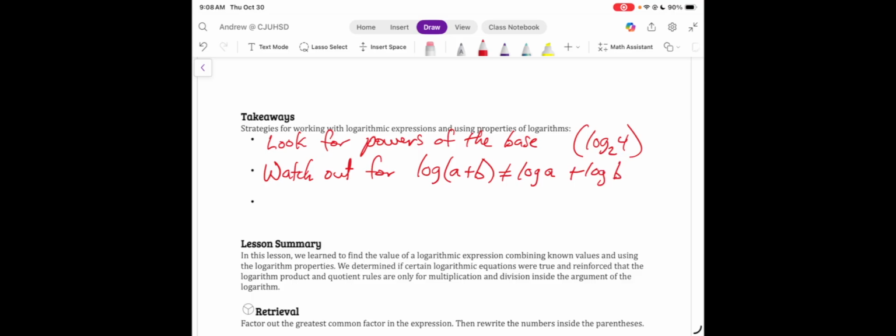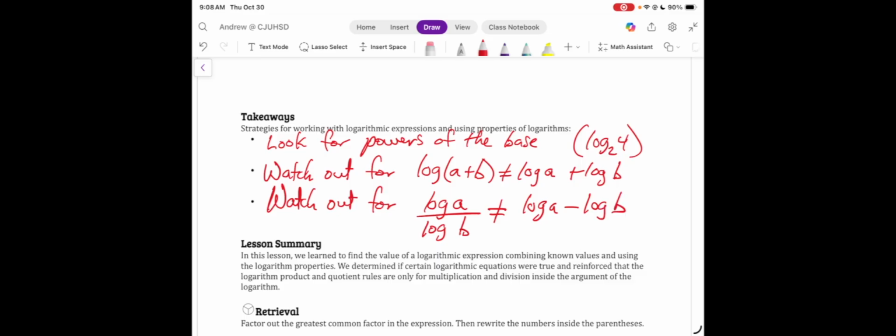And then finally, if multiplication or division is not inside the argument, then the product and quotient rules don't apply. So watch out for this one too. If you do the log of A divided by the log of B, that is not the log of A minus the log of B. That's one of those misleading properties. Okay, we'll see you next time.